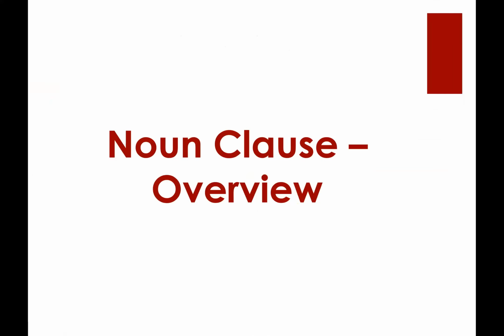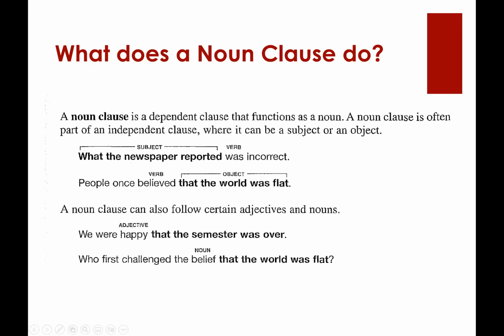And today we're going to talk about another dependent clause, which is our noun clause. So remember one thing, a clause has a subject and verb, but our noun clause, adjective clause, and adverbial clause are not sentences, so they cannot stand alone. They need to be paired with an independent clause to become a complete sentence.